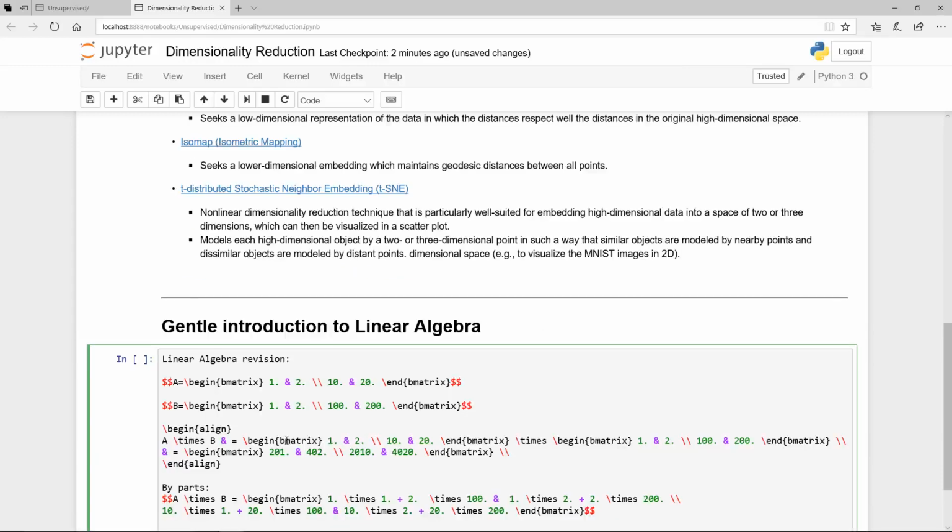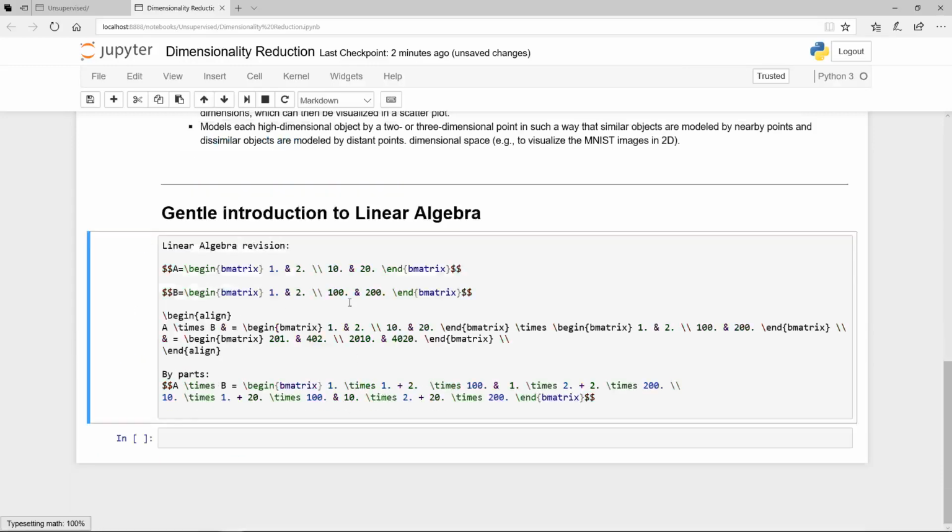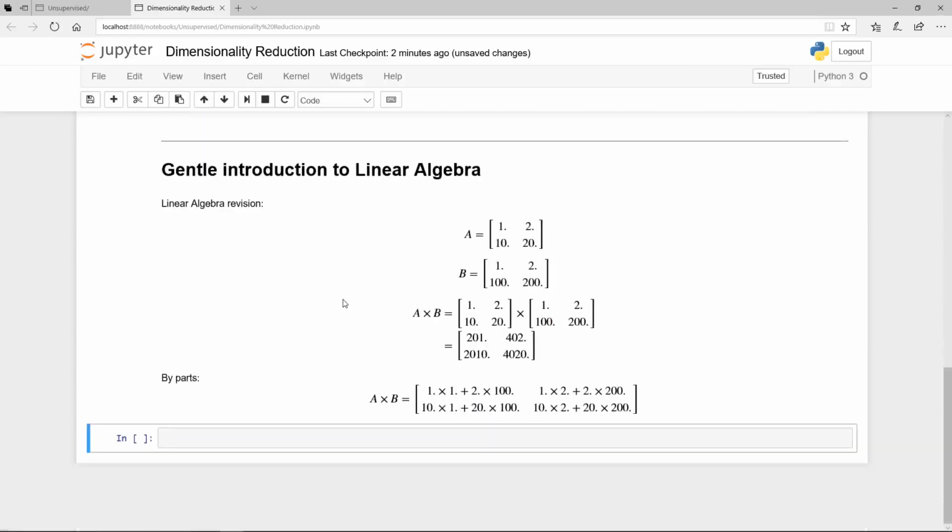Let's just say you have two matrices, A is equal to that and B is equal to that, and you want to multiply A by B. They are both 2 by 2, so multiplying them would not be any issue. But how do you actually multiply them? In essence, you take the row 1, 2 and multiply it with the column 1, 100, meaning 1 multiplies 1, and 2 multiplies 100. That will form your first top left cell here.